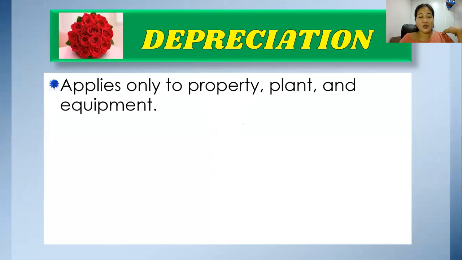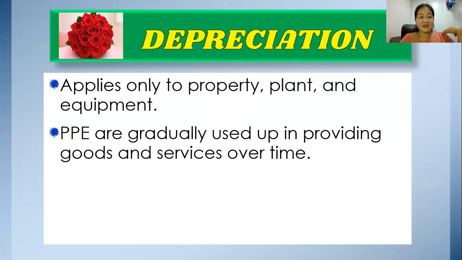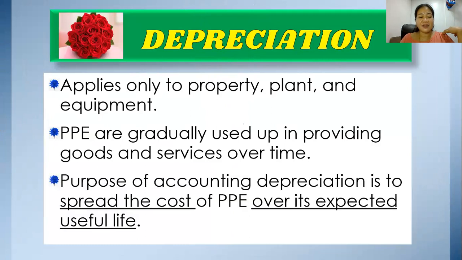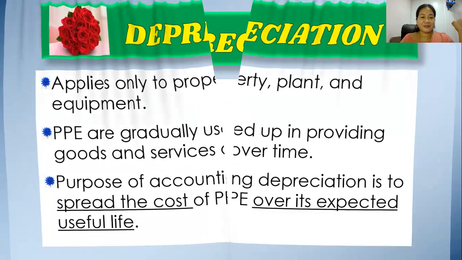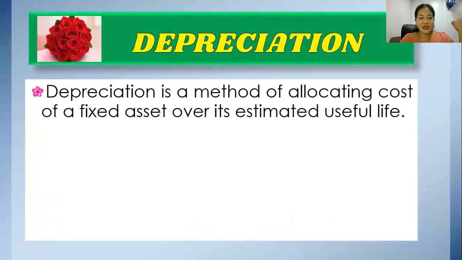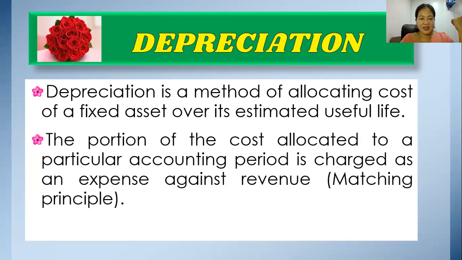So it applies only to property, plant, and equipment. PPE are gradually used up in providing goods and services over time. The purpose of accounting depreciation is to spread the cost of PPE over its expected useful life. Depreciation is a method of allocating the cost of a fixed asset over its estimated useful life. The portion of the cost allocated to a particular accounting period is charged as an expense against revenue. This addresses the matching principle.